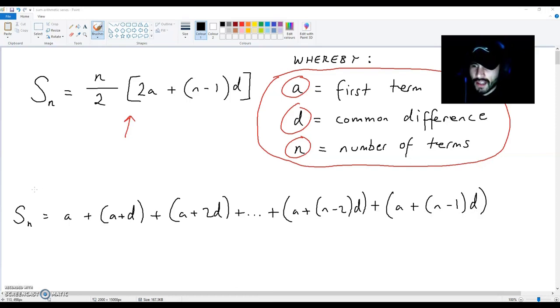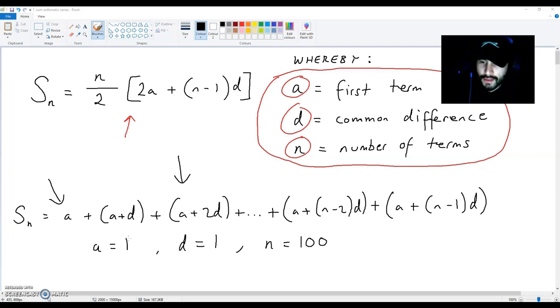Now, you may be wondering, how on earth is this massive equation equal to an arithmetic sum? Well, I'm going to show you why. Let's say that a is equal to 1, the common difference is equal to 1, and the number of terms is equal to 100. How is this equation going to change? Once I plug in a equals 1, d equals 1, and n equals 100, you are going to realize exactly why it's an arithmetic series.